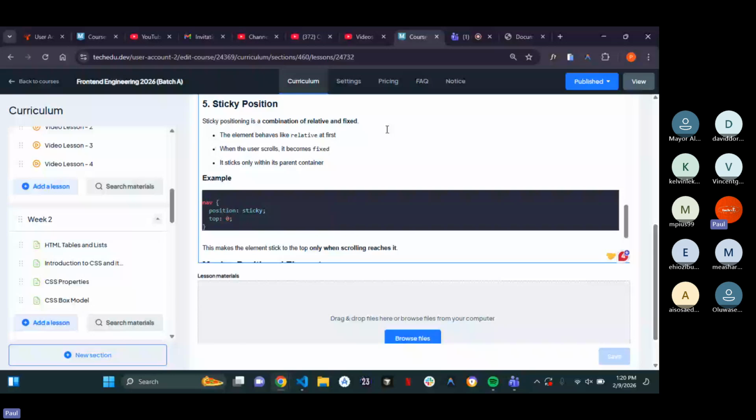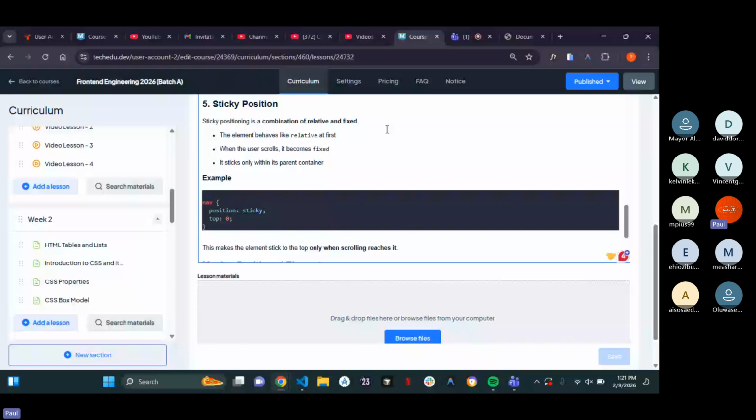Now, how does that work? Relative is supposed to move, fixed is supposed to stand still. So how does sticky combine two distant elements for them to work? That's a mystery, but let me simplify it. First of all, the element behaves like relative at first. That's the first thing. Now, when the user scrolls, it becomes fixed. So it sticks only within its parent container.